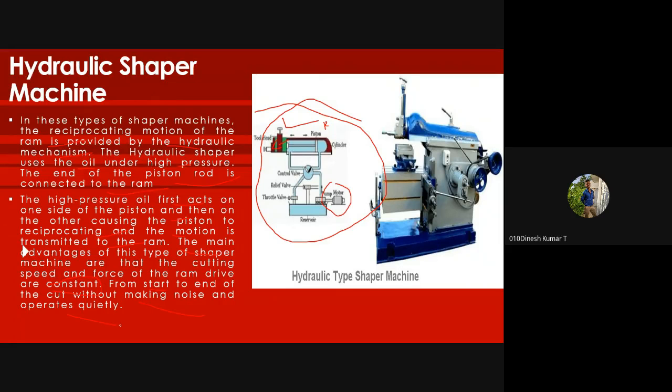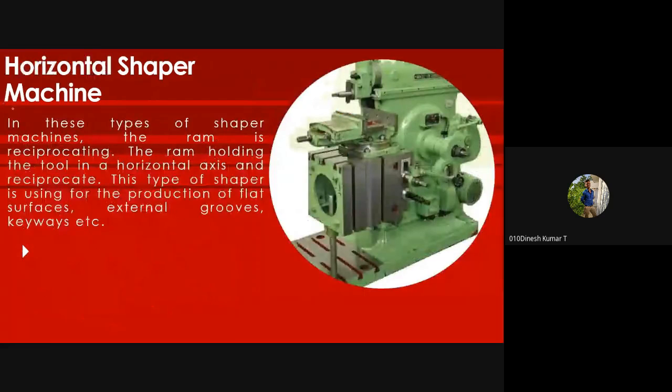And next, we can see the horizontal shaper machine. In this type of shaper machine, the ram is reciprocating. The ram holds the tool in a horizontal axis, that is the x-axis, and reciprocates. This type of shaper is used for production of flat surfaces.